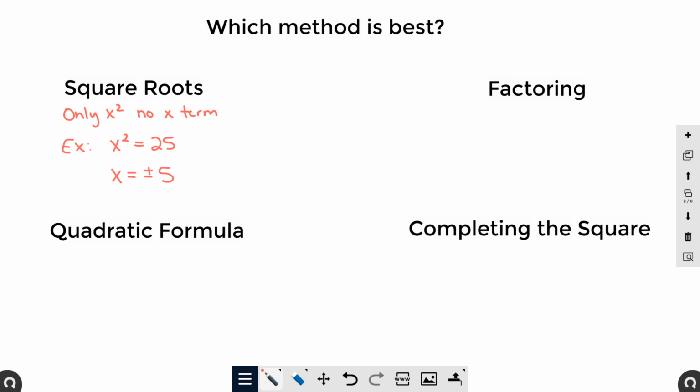So you solve with square roots when there's only x squared in the problem. You get x squared by itself, you square root both sides, and don't forget the plus or minus. That was like the first day that we did in this unit. We solved problems like that. So next on our list is the quadratic formula.